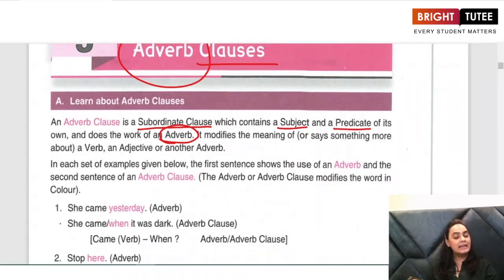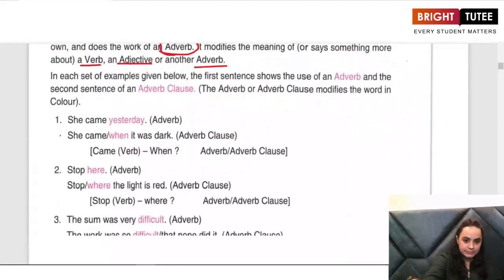So it will either tell us something about the verb in the sentence, or about the adjective in the sentence, or about another adverb in the sentence. So if my adverb clause is serving the purpose of an adverb in the sentence, it will either give me more information about the verb, or about the adjective, or about the adverb itself. Now look at the following examples.